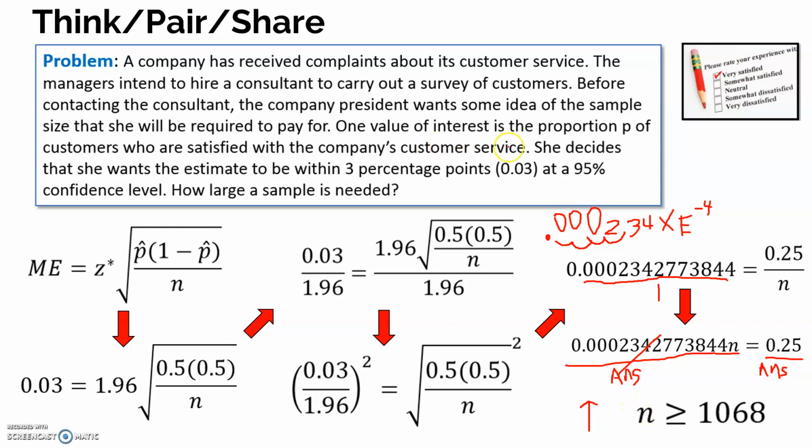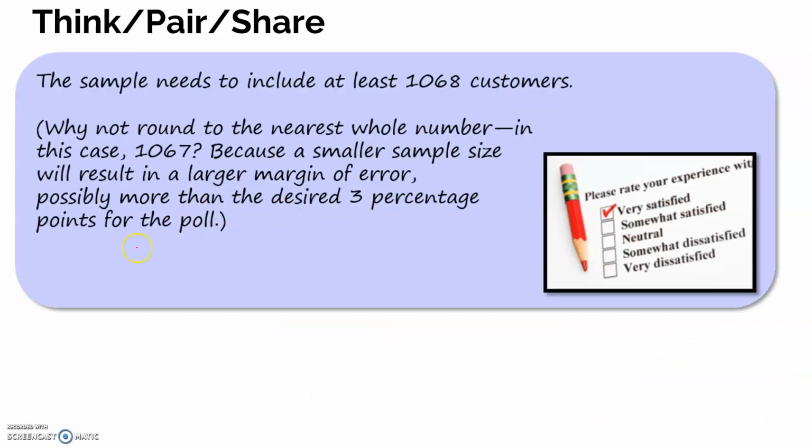Always round up because you don't want to exceed 3 percentage points of margin of error. And if you round down, a smaller sample size will give you a larger margin of error, and you want to make sure you don't get a larger margin of error than intended. Okay? And here is a quick explanation of why. Again, a smaller sample size results in a larger margin of error than the desired 3 percentage points. So always round up, which takes you to 1,068. So you need 1,068 customers.